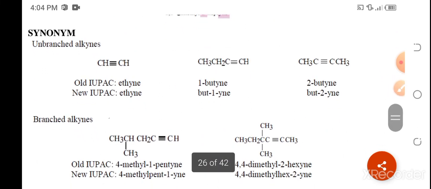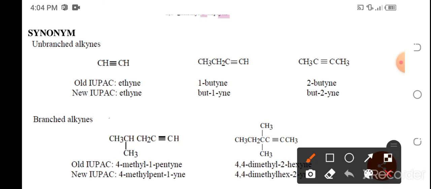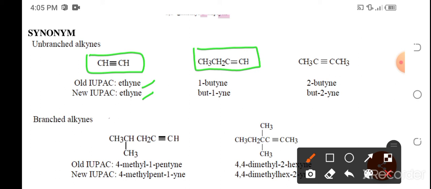Alkynes also have synonyms. Okay? Nevertheless, they are still the same. They are referring to one structure. Okay, so this one, the old IUPAC name is ethyne and the new IUPAC name would still be ethyne. For this one, it is 1-butyne. In the new naming system, it is but-1-yne, where the locant or the number is just inserted in between the prefix for the number of carbon atoms and the suffix Y and E. So they are just synonyms.